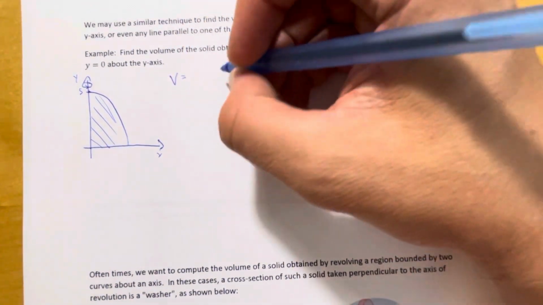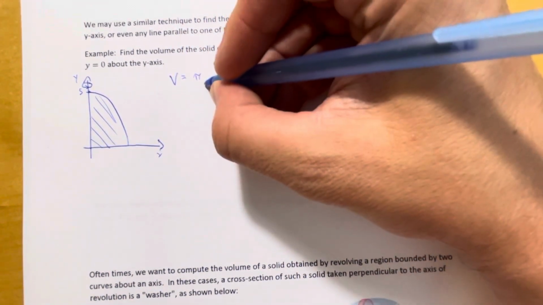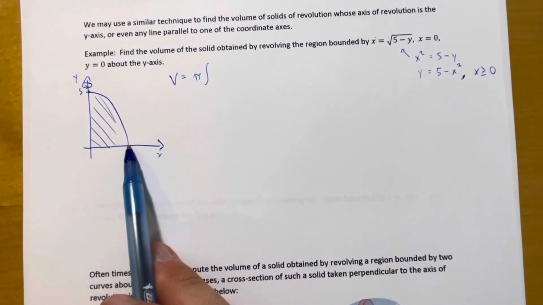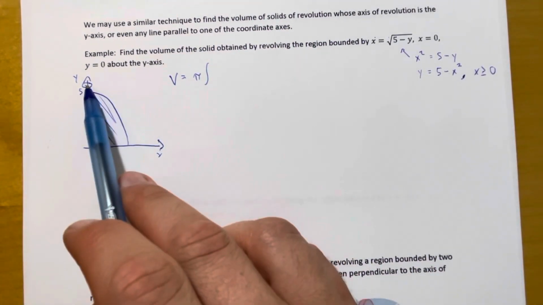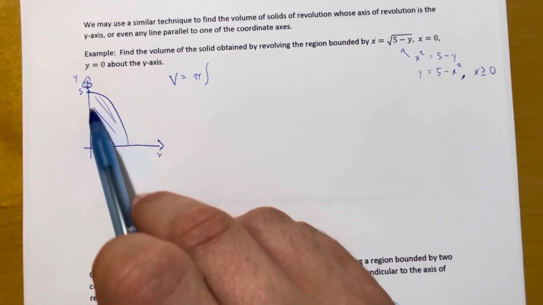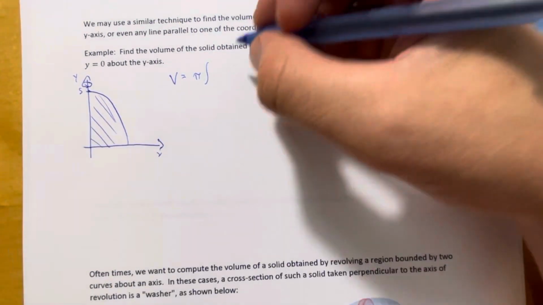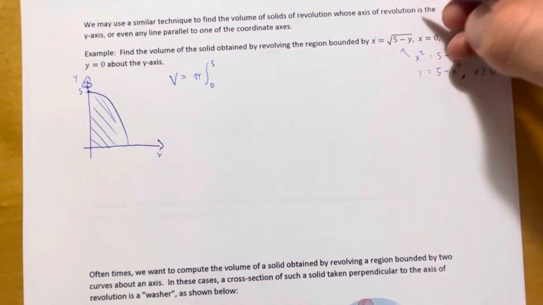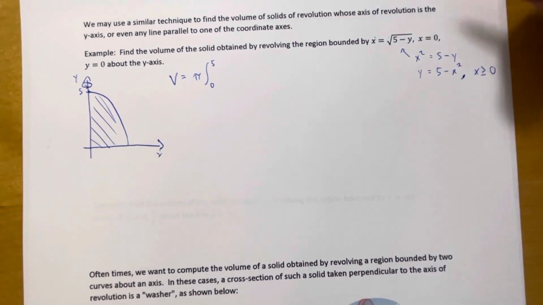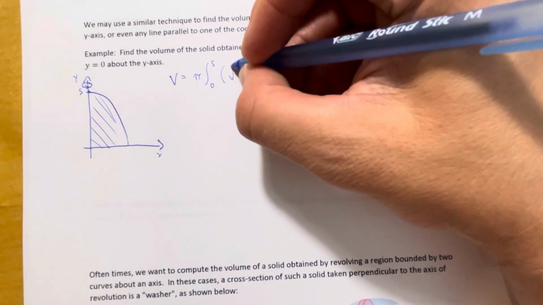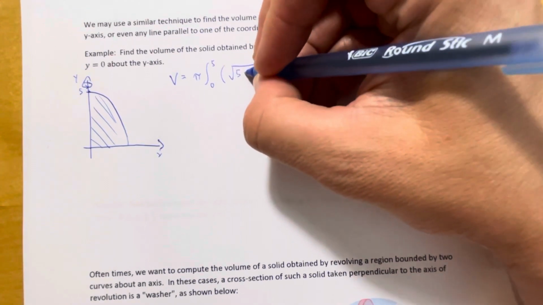So the volume here is going to be pi times the definite integral, and I don't care what the x values are anymore because I'm not revolving around the x-axis. I care what the y values are. And looking at my region, we're going from 0 up to 5. That's the y bounds on this function, 0 to 5. Then I take my function given in terms of y, which is right here, square root of 5 minus y.